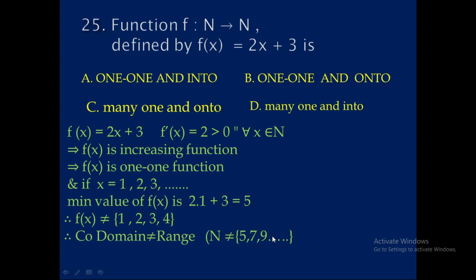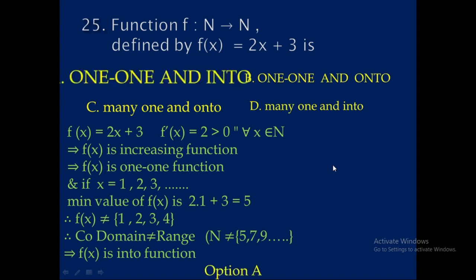Or simply, taking x = 1, the image is 5. This is an increasing function, the values increase, and the minimum value is 5. Therefore 1, 2, 3, 4 are not images of any element of the domain. Therefore this function is not onto, or the codomain is not equal to the range. Not onto means an into function. Therefore the given function is one-one but not onto. Therefore option A is the right option. The correct option is option A.